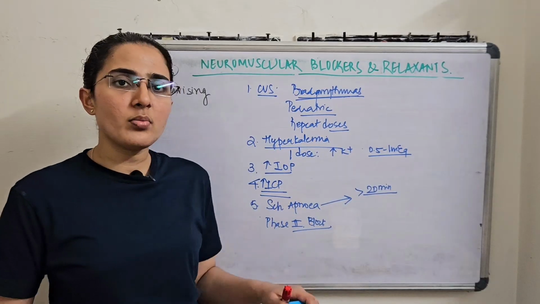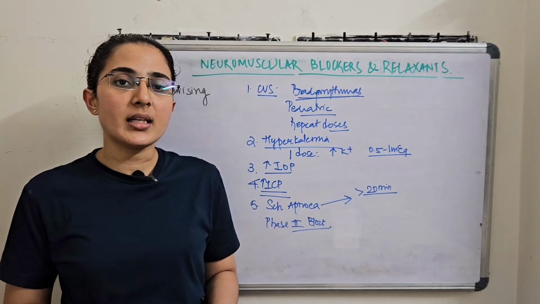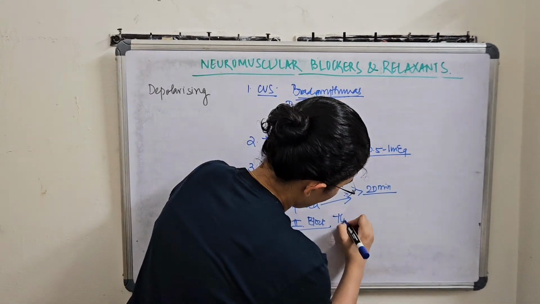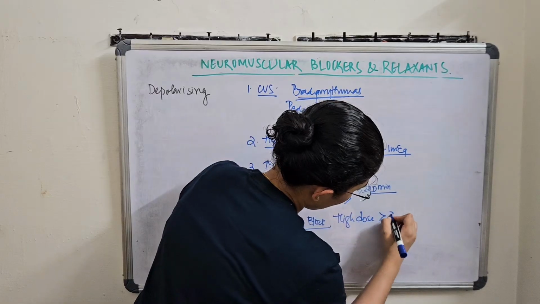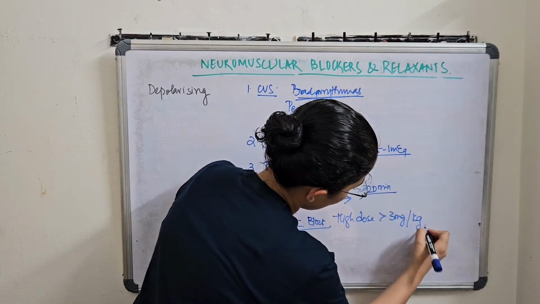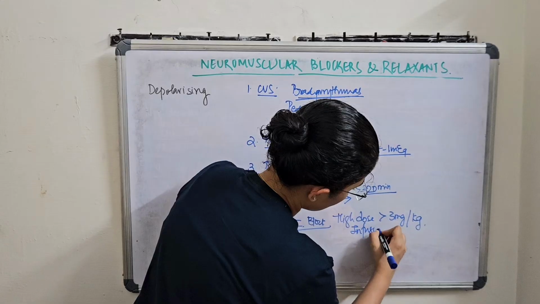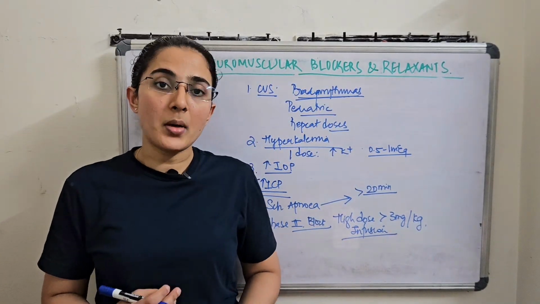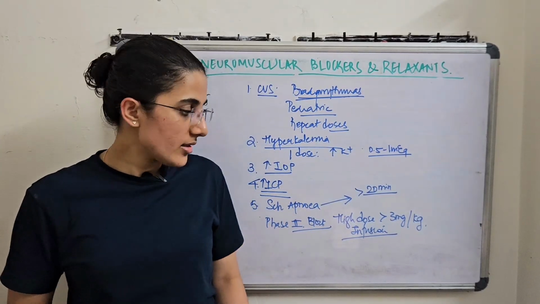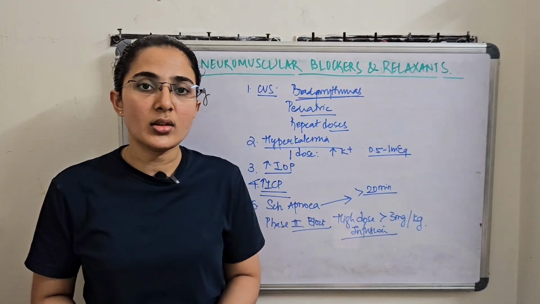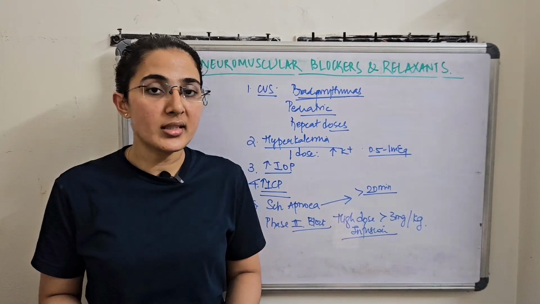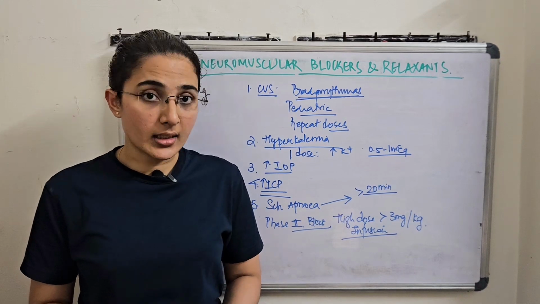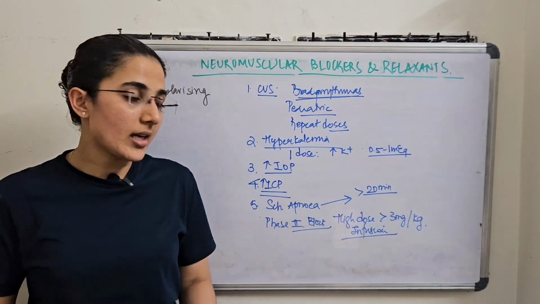Now, what is phase 2 blockade? Phase 2 blockade is mainly seen when we use very high doses of succinylcholine, that is a dose more than 3 milligram per kg body weight, or we use infusions of succinylcholine. These were used in the earlier days when we didn't have the modern muscle relaxants. They used to use a very high dose of succinylcholine to carry out a case, or they used to use infusion, which was often associated with delay in the recovery from the neuromuscular relaxant action.